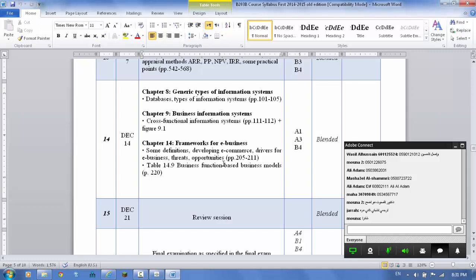And if we have 1 week or several days, we will, inshallah, try to review all the parts that we already had. And if you have any questions about that, then, inshallah, we will discuss it at that time.